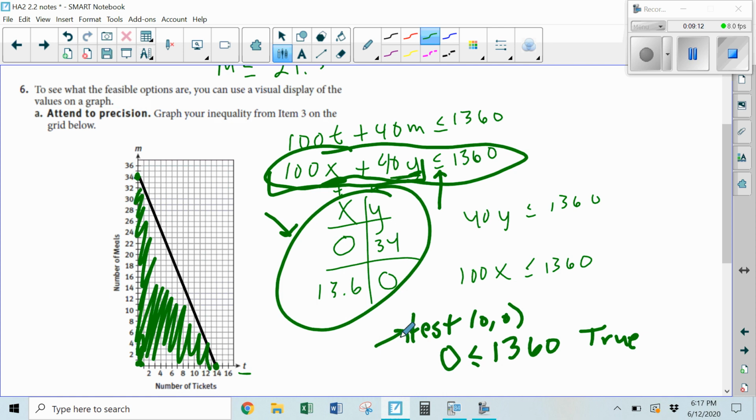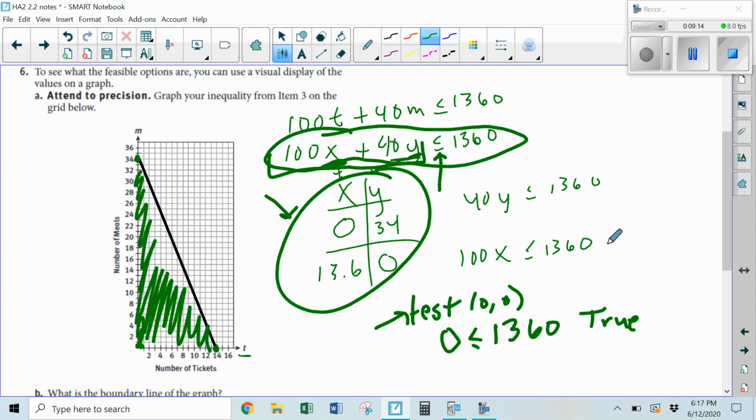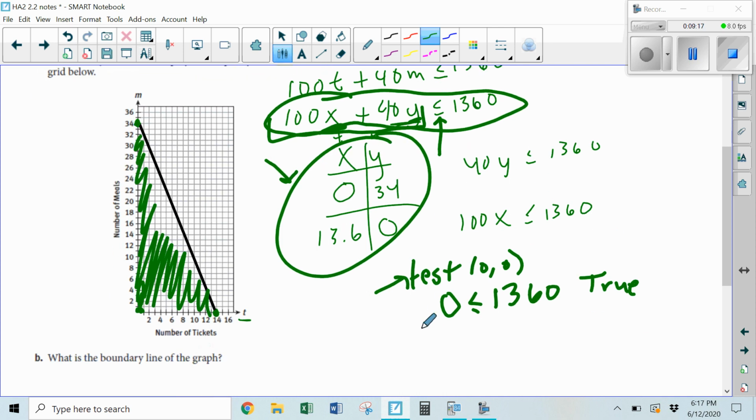Part B, what is the boundary line of the graph? Well, the boundary line is 100x plus 40y equals 1360. It's the same thing as we had up above, only it's equal, not the inequality, because it's just the line itself without shading. Part C, which half plane is shaded and how do you decide? So go ahead, pause the video and write that out.